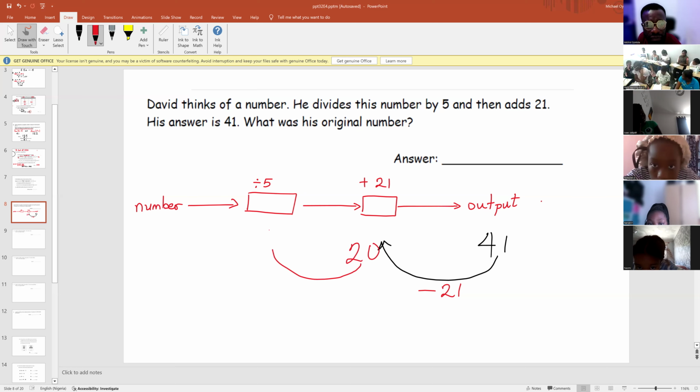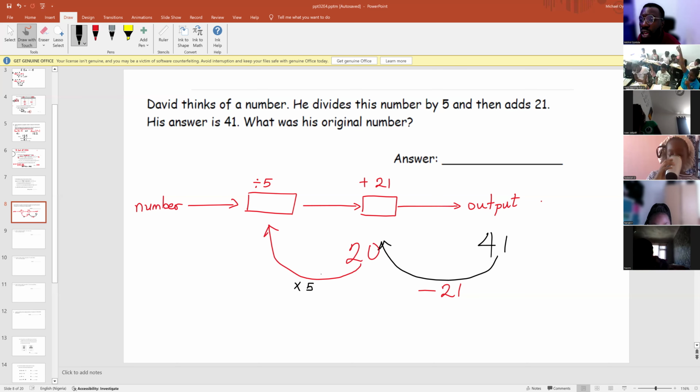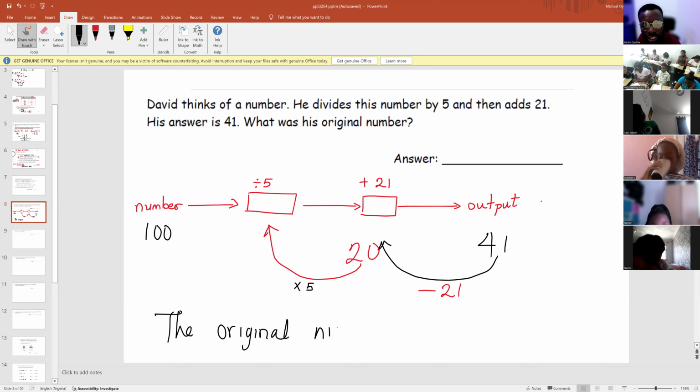Then divide by 5. What is the reverse of divide by 5? Multiplication. So we times by 5. What is 20 times 5? 100. So the original number is 100.